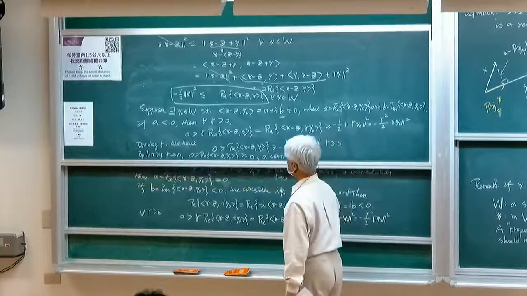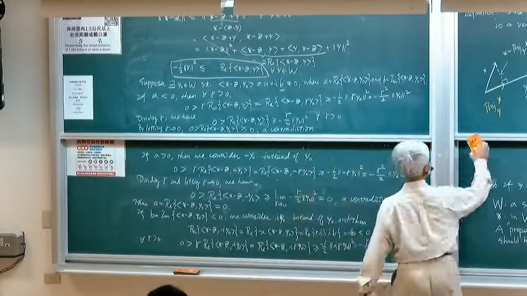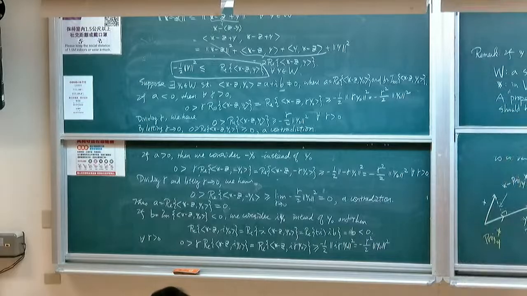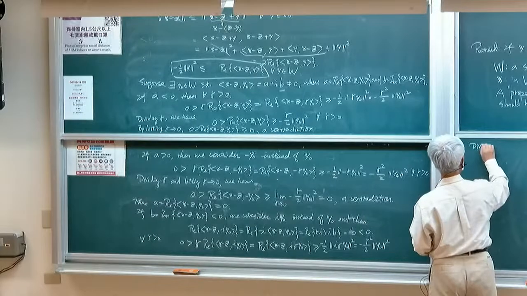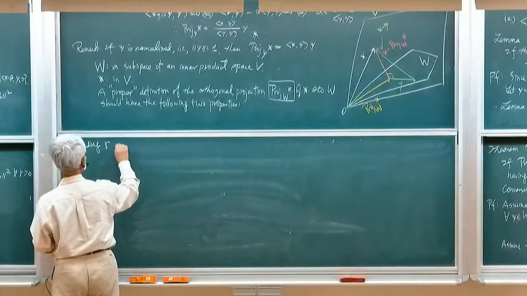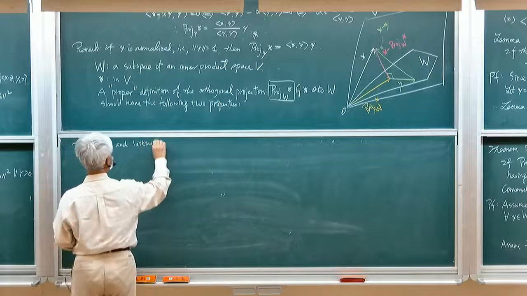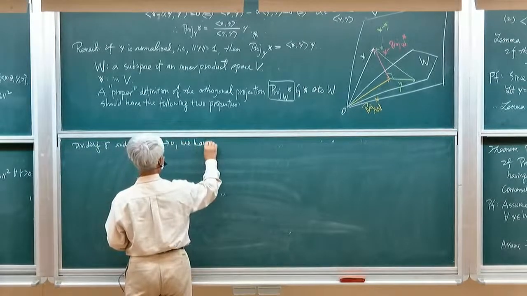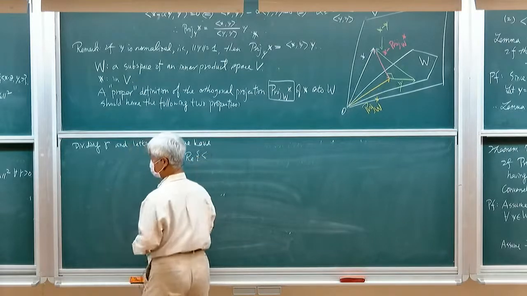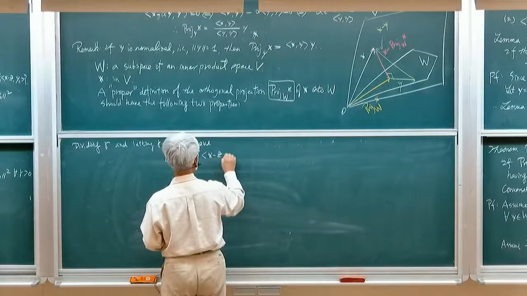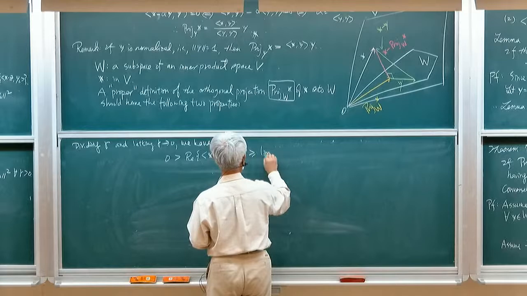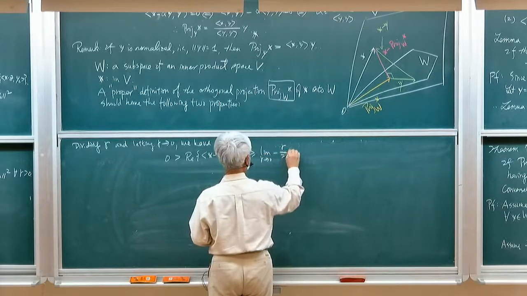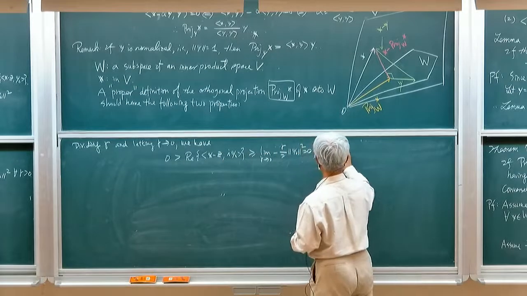And then we divide. So once again, dividing by gamma and letting gamma go to 0, we have 0 is greater than the real part of the inner product with i y0, and greater than or equal to the limit. Once again, a contradiction.